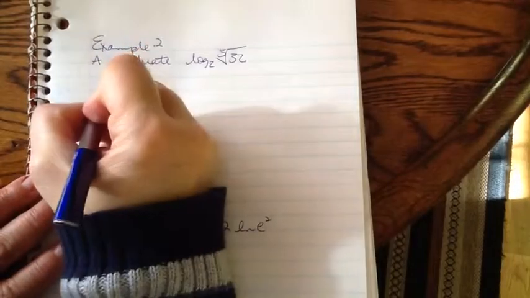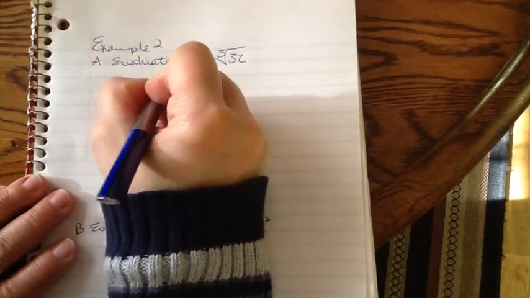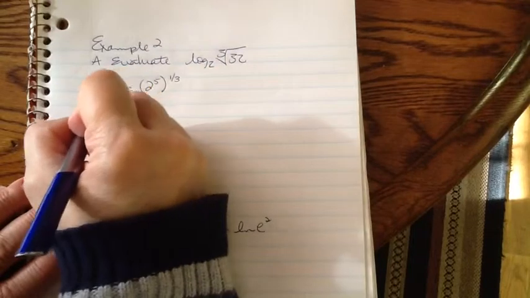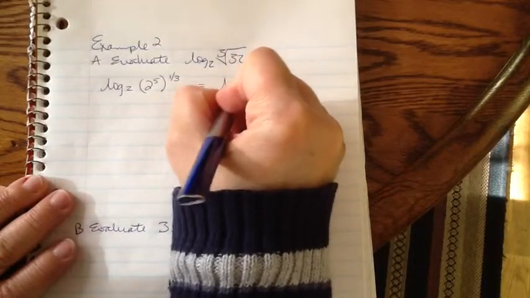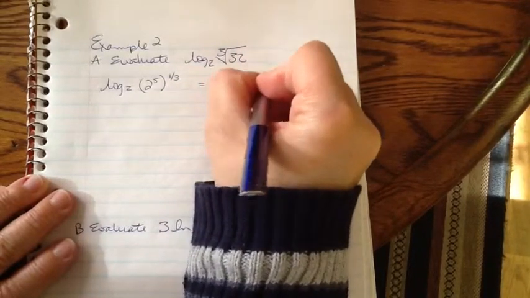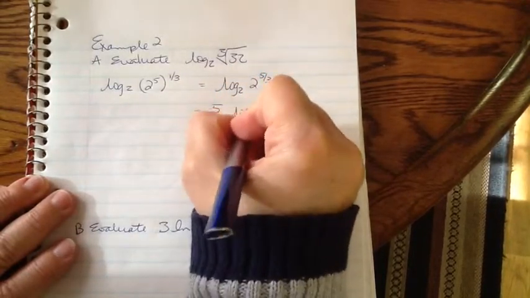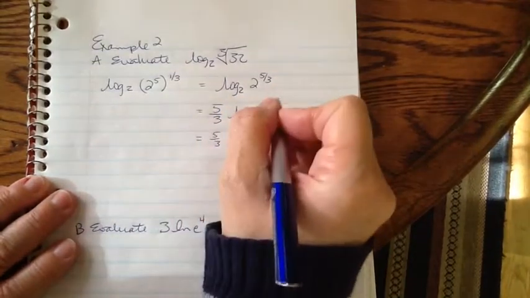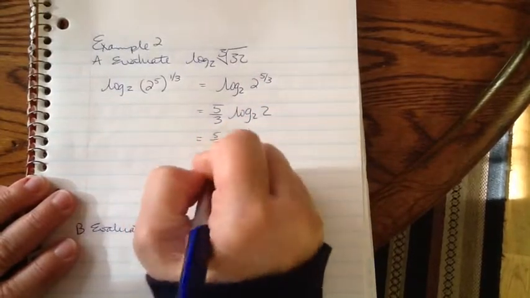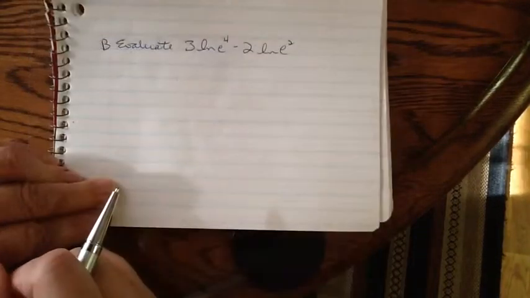How am I going to evaluate this one? I'm going to rewrite it, log base 2, and I'm going to say 2 to the 5th raised to the 1/3 power. Now I'm going to actually say, okay, what have I got here? I'm going to multiply the exponents, log base 2, 2 to the 5/3. Now I can take the 5/3, bring it in front, and write log 2, 2. Our basic property says that log 2, 2 equals 1, so I have now evaluated this without a calculator and gotten 5/3.